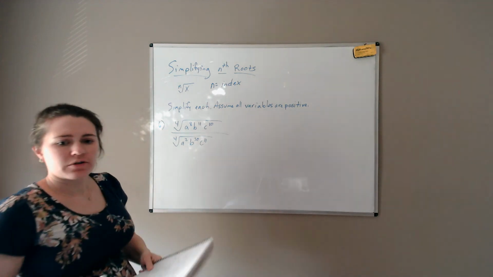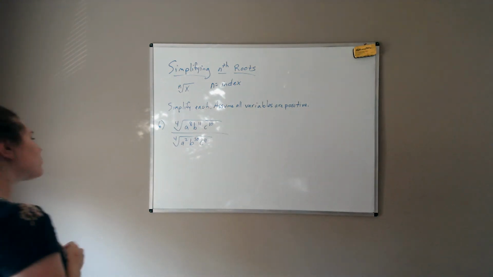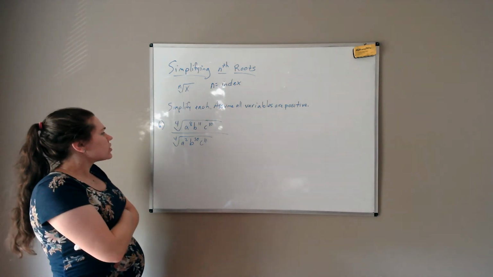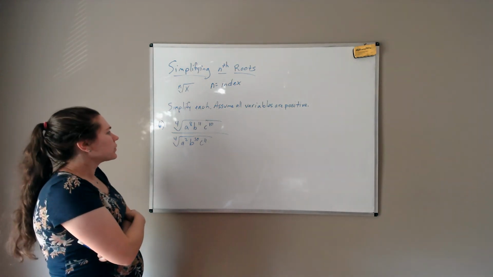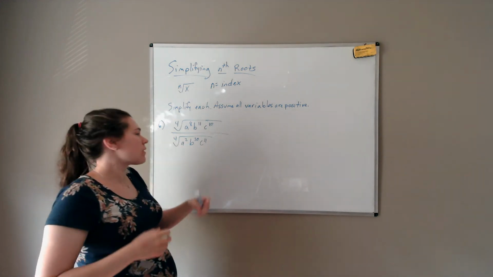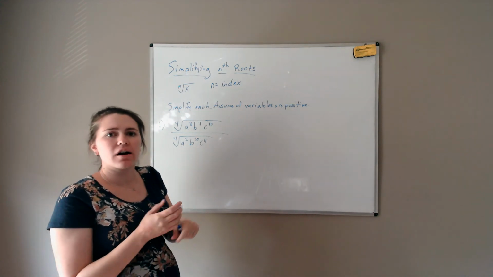Okay, so I have the fourth root of a to the 8th, b to the 11th, c to the 10th, over the fourth root of a squared, b to the 30th, c to the 11th. So I have options here. I could simplify each radical and then see whether or not there was still a radical sitting in the denominator, and I could go from there.